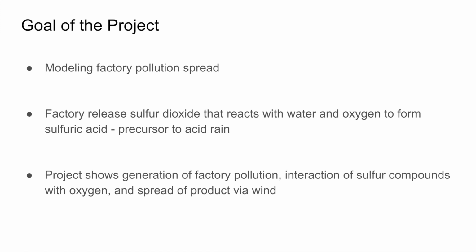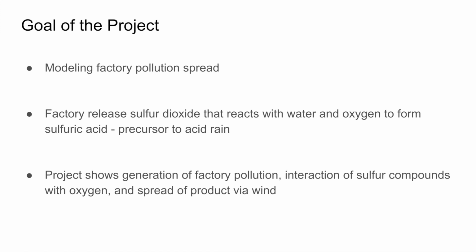Factories release many different compounds, one of them being sulfur dioxide, which reacts with water and oxygen in the air to form sulfuric acid. Sulfuric acid is the main compound in acid rain, which seeps into the ground and dissolves essential nutrients plants need. Knowing how factory particles interact with compounds in the air and where they end up is important in determining which ecosystems will be most affected.